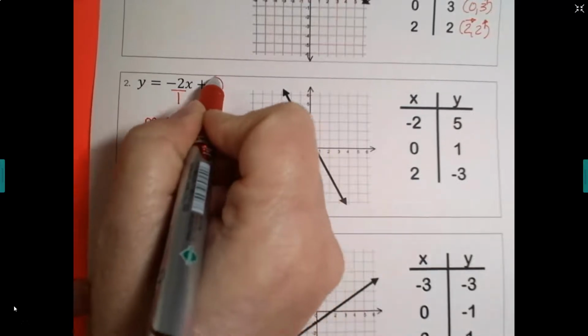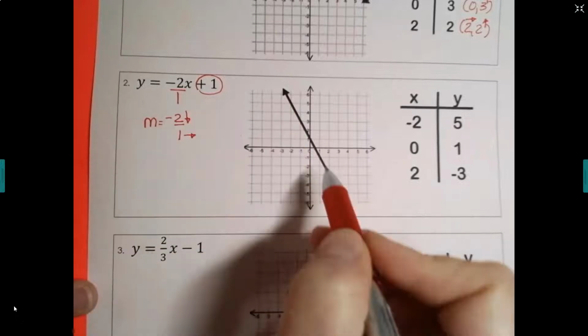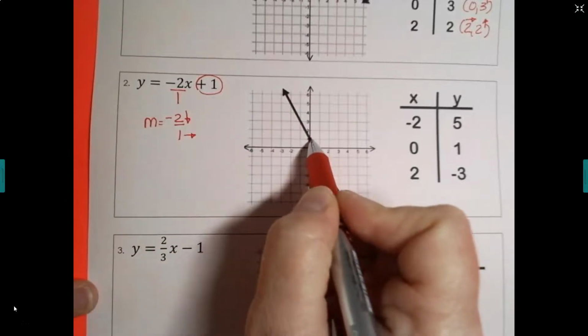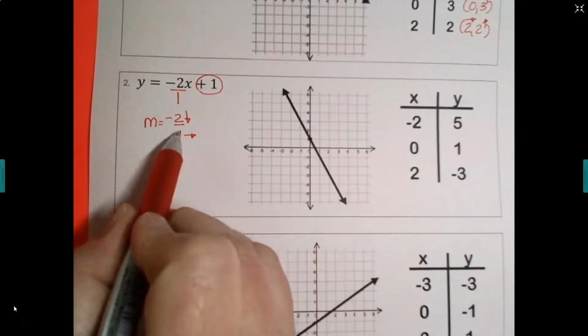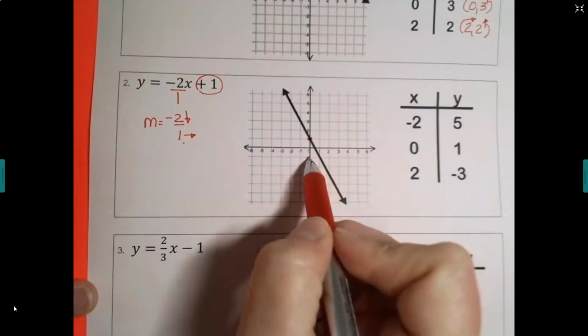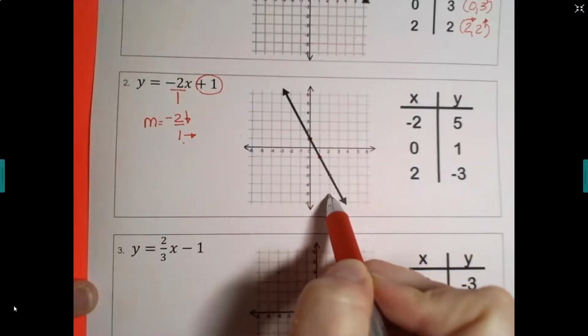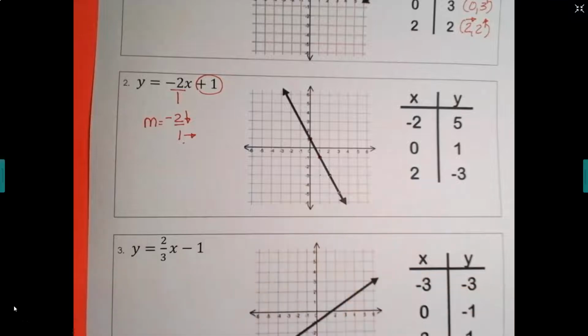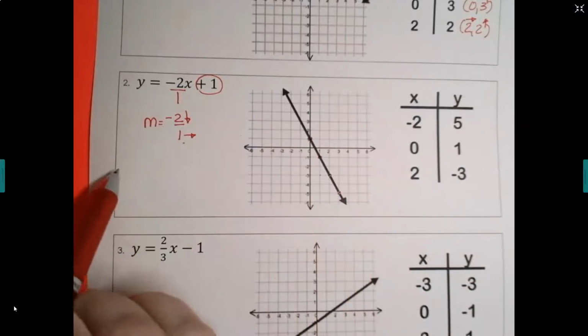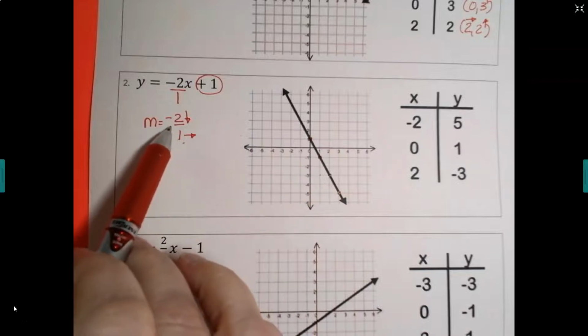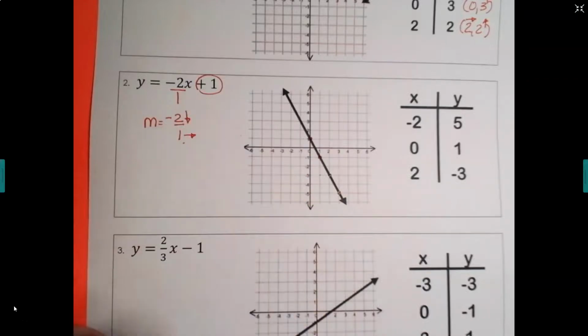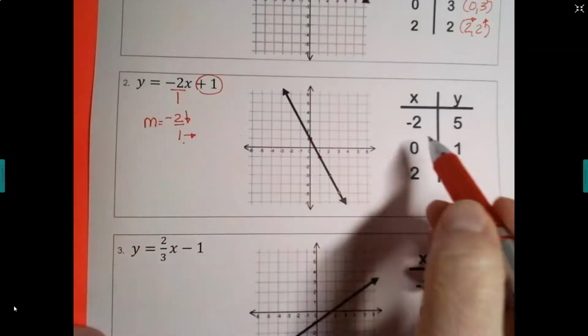We're going to start at our y-intercept, which is at +1. So we see that, there's our +1. Then go down 2, right 1. Down 2, right 1. Down 2, right 1. This will help when you're not sure which graph it is, to help you identify: does this slope match this slope, and does this y-intercept match that y-intercept?